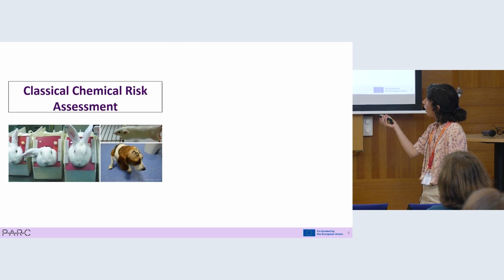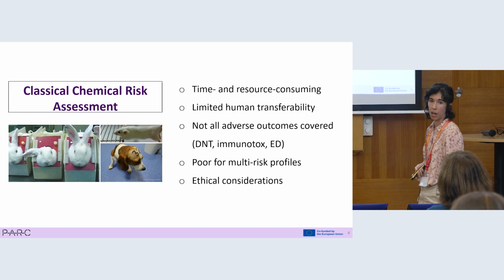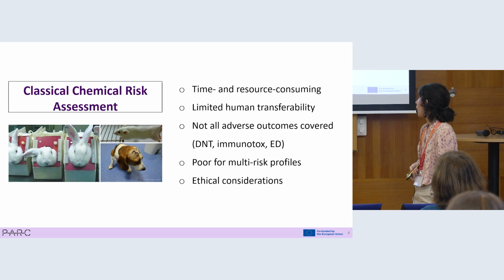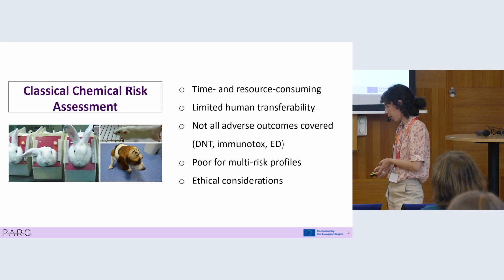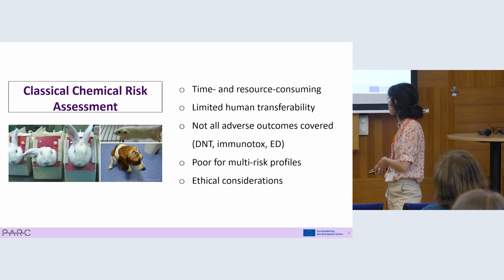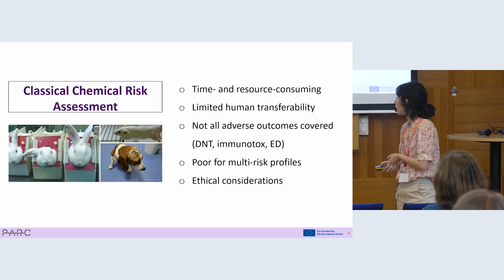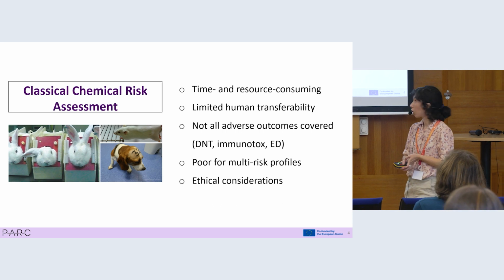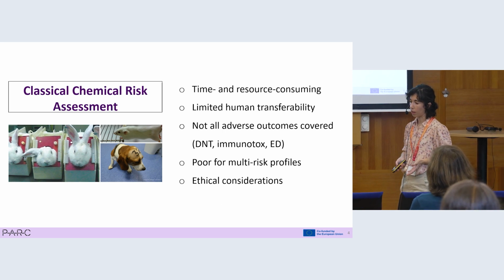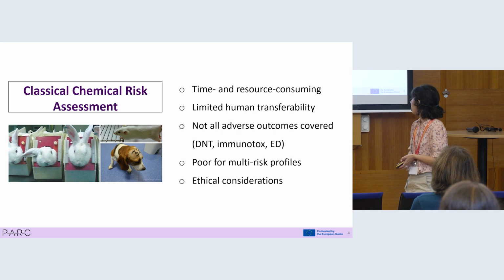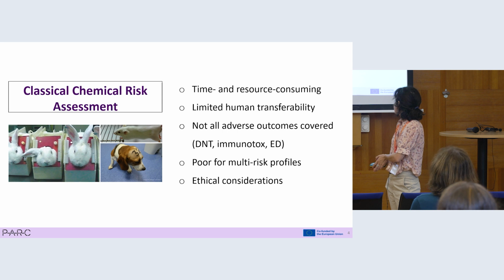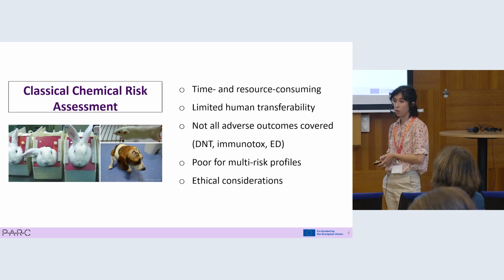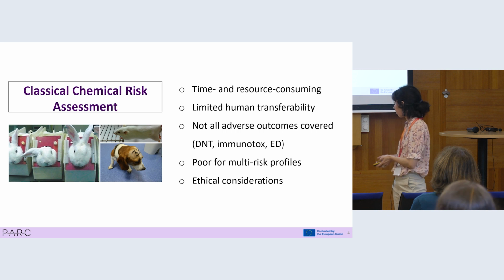And this is how chemical risk assessment has been performed in the past, by using animal models. And although animal models have served an important function, they also have a series of disadvantages. So they are highly time and resource consuming. They cannot faithfully replicate human physiology. They do not cover all adverse health outcomes. And we have been exposing animals to one substance, but we know that in real life we are exposed to mixtures of substances. And last but not least, the strong ethical considerations attached to animal experimentation.